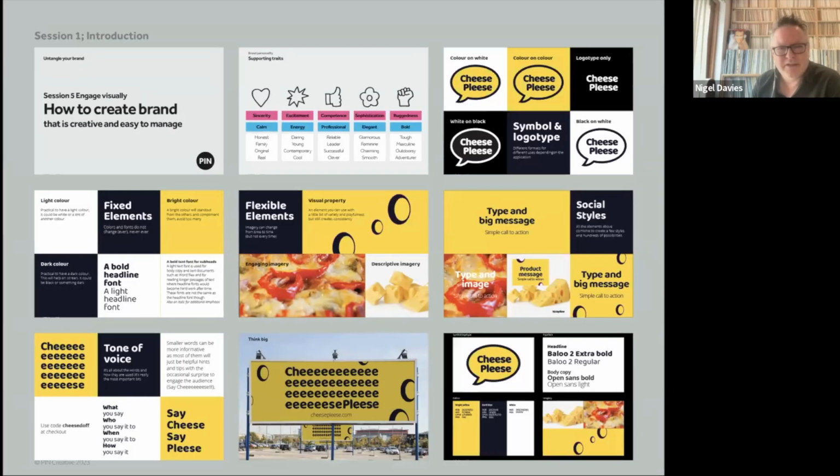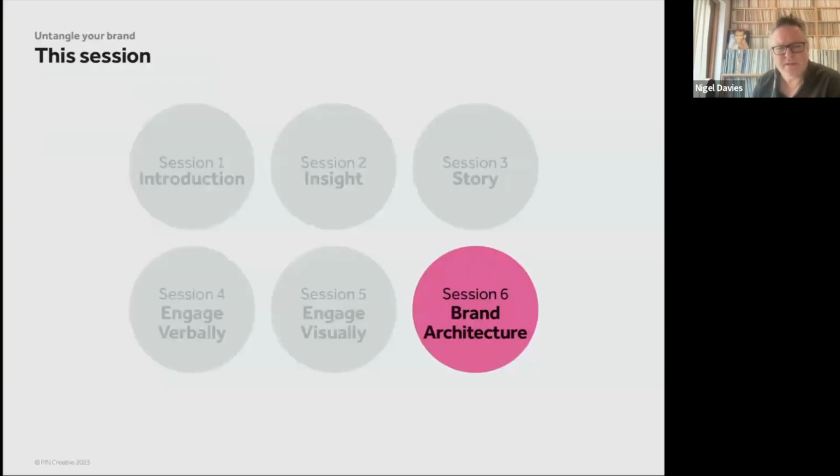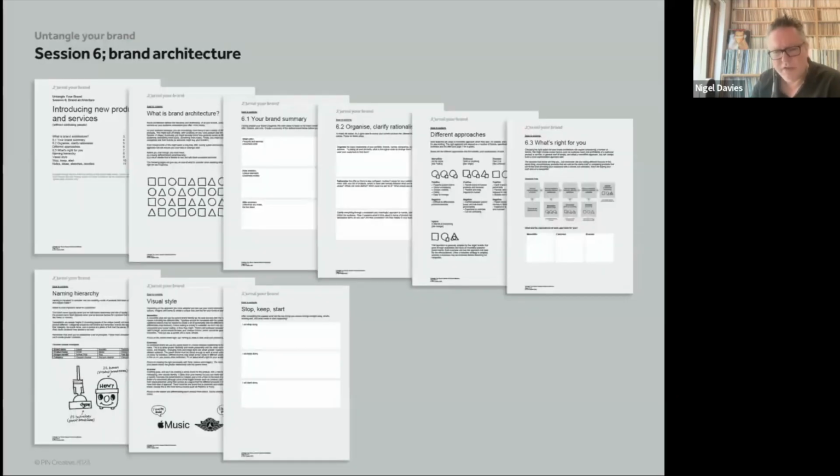Last time was all about engaging visually, so we developed a brand personality, we then looked at different colours and fonts and how elements can combine to create something that's going to be right for our audience. This session is all about brand architecture, which is really about organising our products and services. You can download the worksheets that go with this, and that will really help you with your understanding.